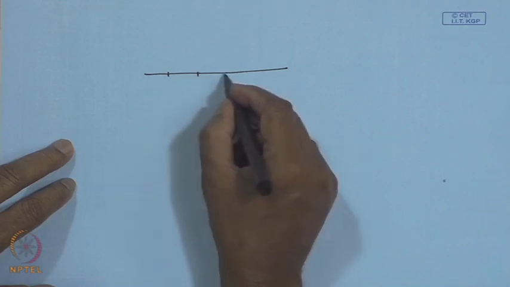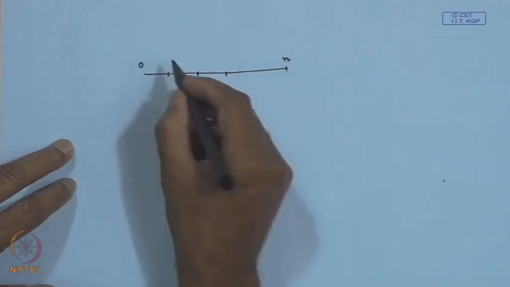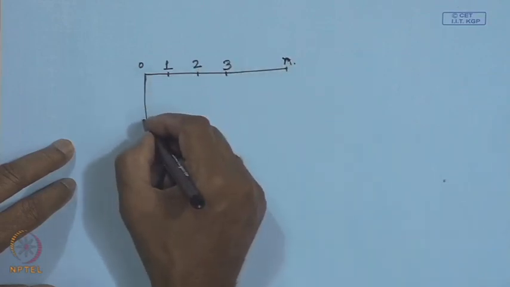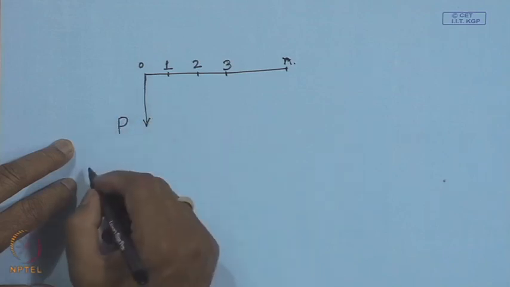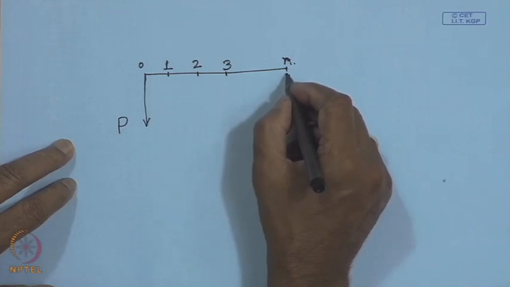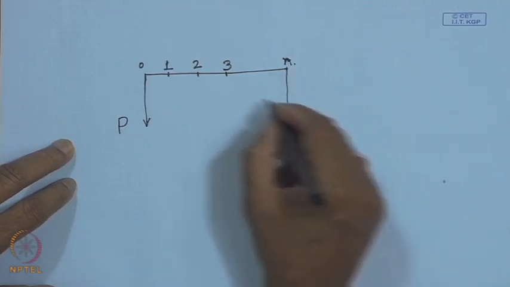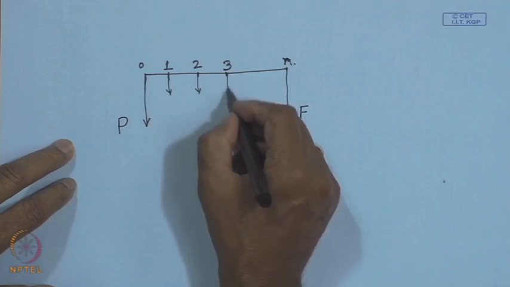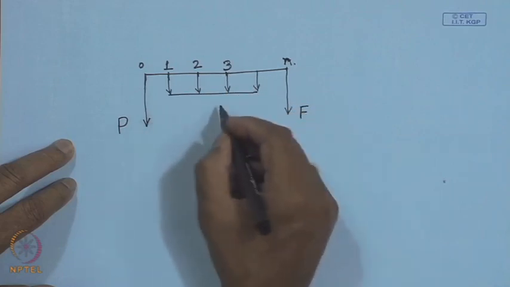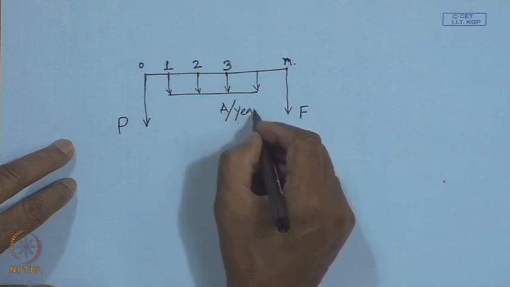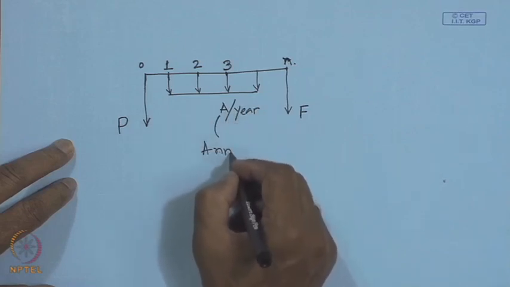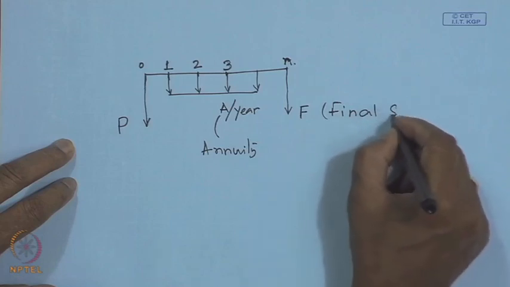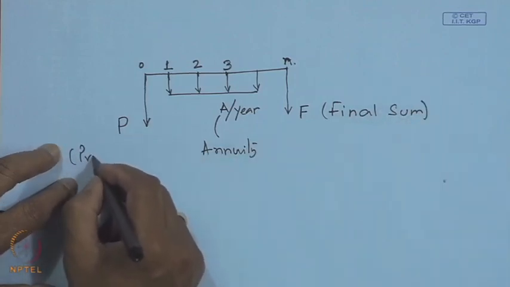These are different interest periods starting with 0, this is 1, this is 2, 3 and then a payment made here is P, and payment made here at the end of the n number of interest periods will be called F, and equal payments will be called A per year, or annuity for A, F for final sum, and P for principal sum.